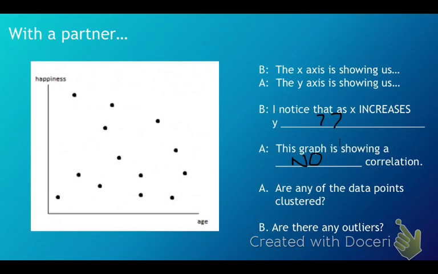There are no clusters. There's no point that has a bunch. If there was something like this, that'd be a cluster, but there's not. And there's no outlier because there's no trend to follow. There's no outlier or random point.